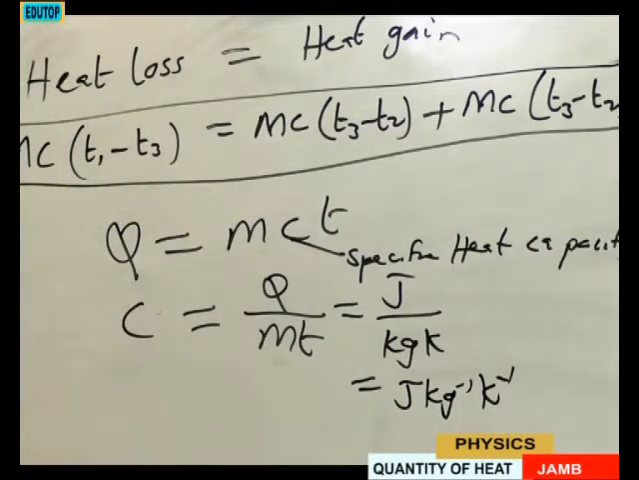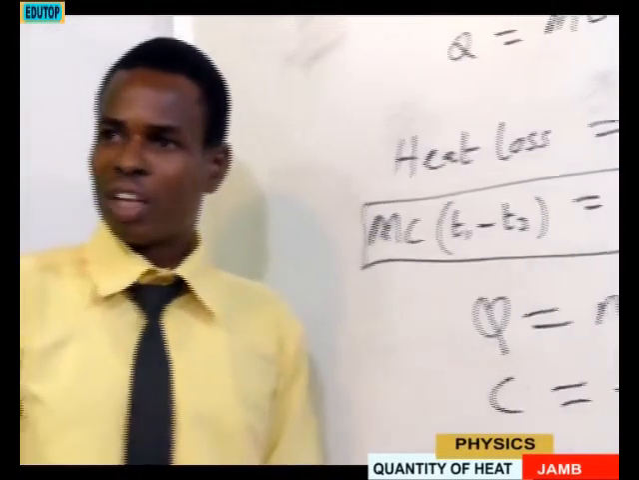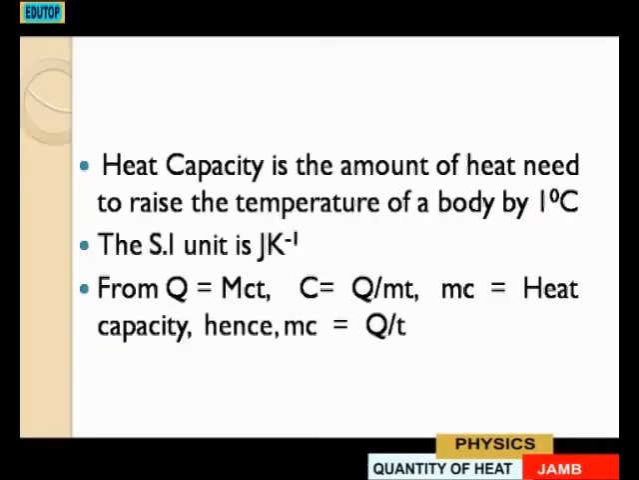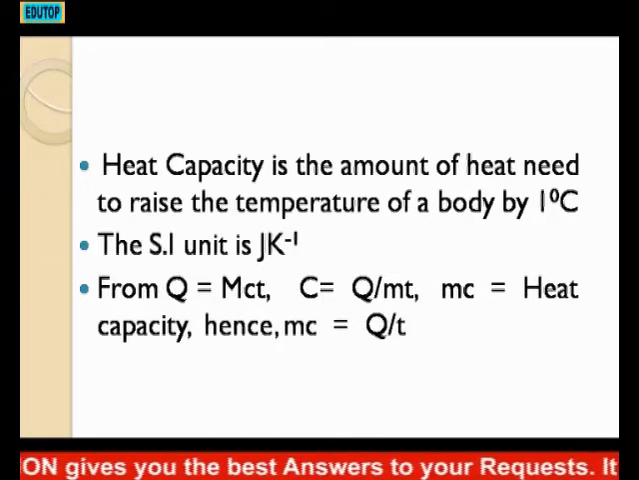And it's defined as the amount of heat needed to raise the temperature of a unit mass of a body by 1 degree Celsius. Let's take note of that. Then we are still going to talk about heat capacity. What is heat capacity? It's the amount of heat needed to raise the temperature of a body by 1 degree Celsius. And the unit of that is joule per Kelvin.